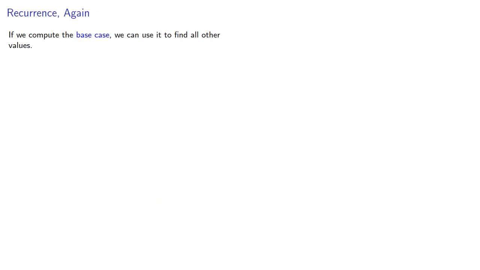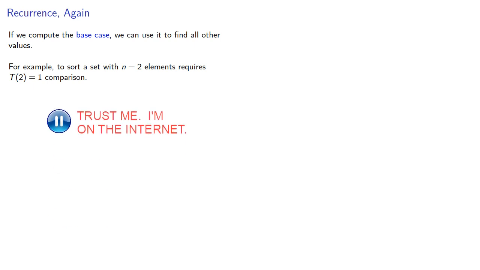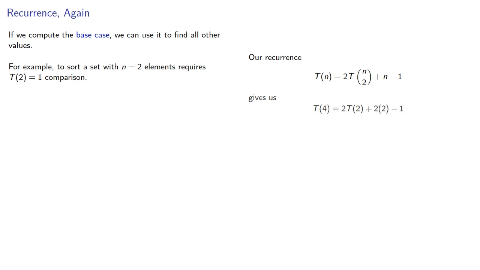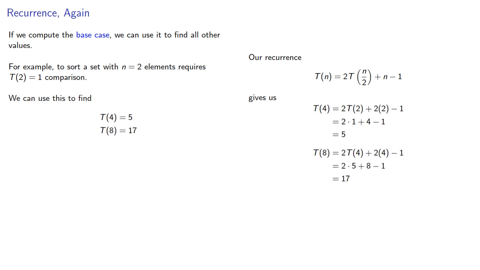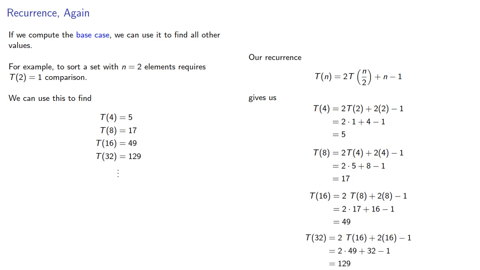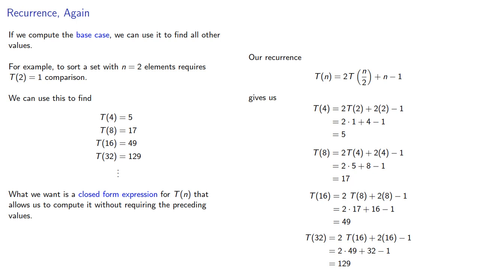Now if we compute the base case, we can use it to find all other values. For example, to sort a set with n equals 2 elements requires T(2) = 1 comparison. Our recurrence gives us T(4), T(8), T(16) and T(32). What we want is a closed form expression for T(n) that allows us to compute it without requiring the preceding values.